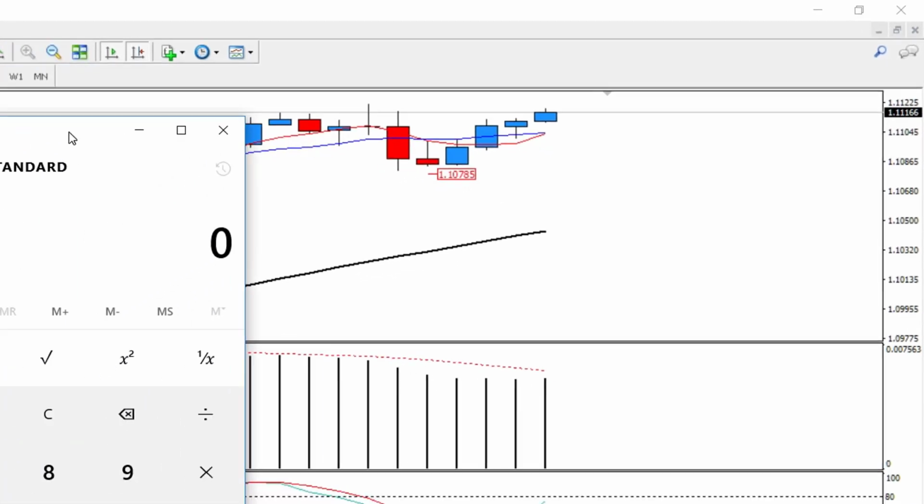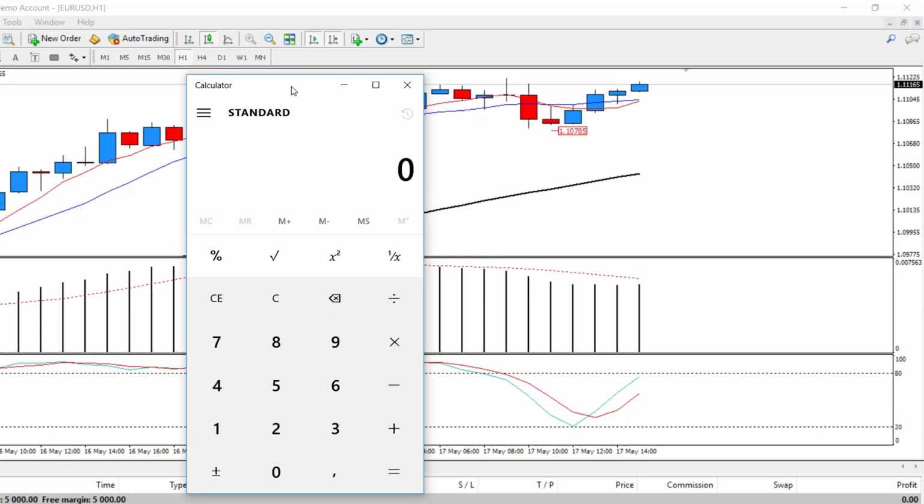You can bring out your calculator and you decide how much money are you willing to risk on this trade. So just to keep maths easy, let's say you're willing to risk $100. So you can go to 100 and then you divide it by however many pips it is to lose. And now we can see that you would be trading at $2.50 per pip.